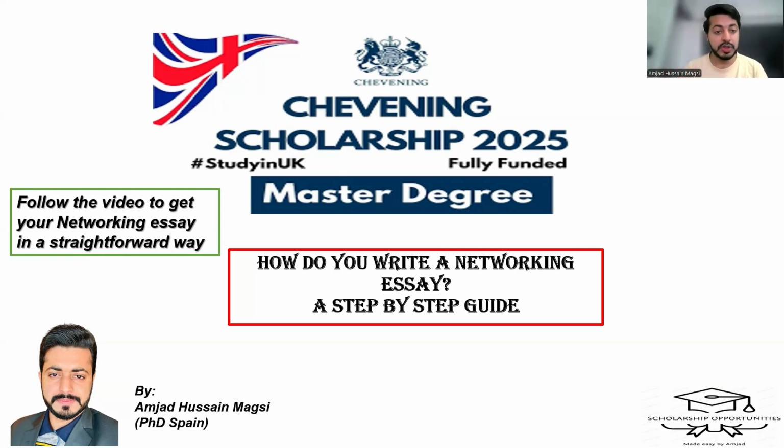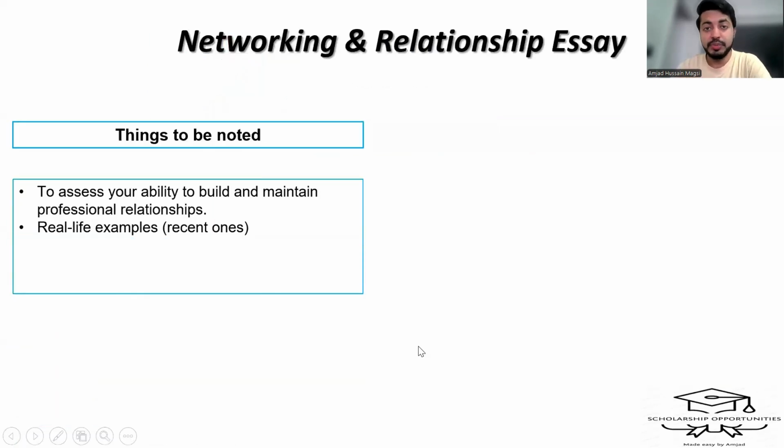Okay. So the important thing is what Chevening selectors look for in your essay for this particular networking and relationship essay. Let's have a look. The thing to note is that they want to assess your ability to build and maintain professional relationships. To support this, you need to provide at least 2 to 3 real life examples which you have already performed in your professional career.